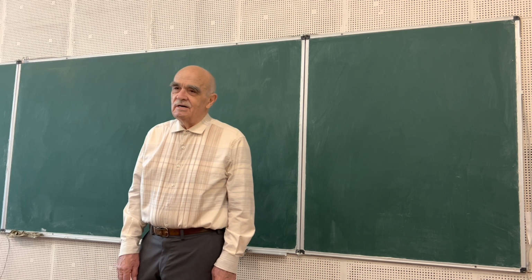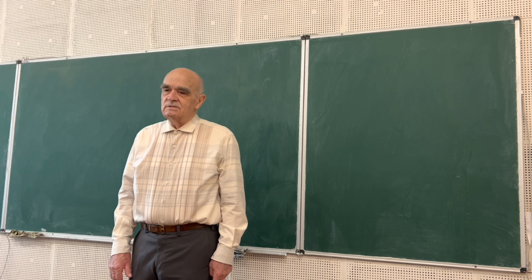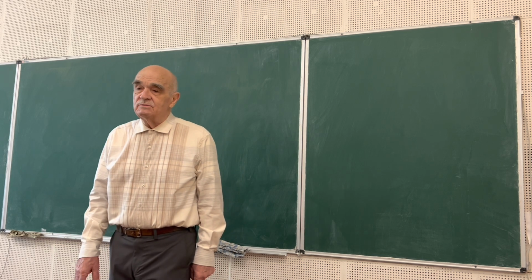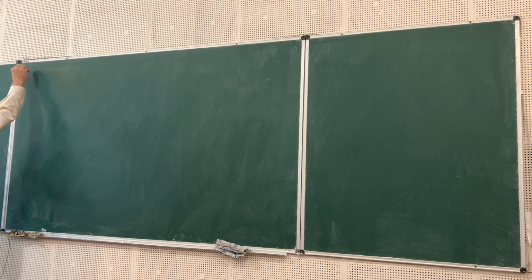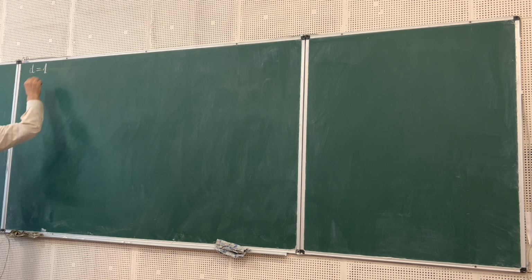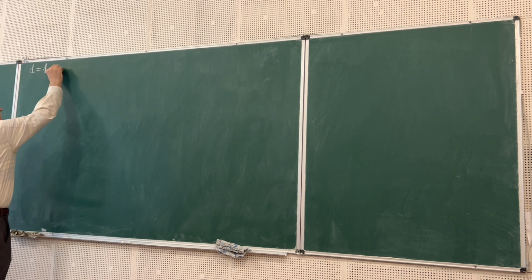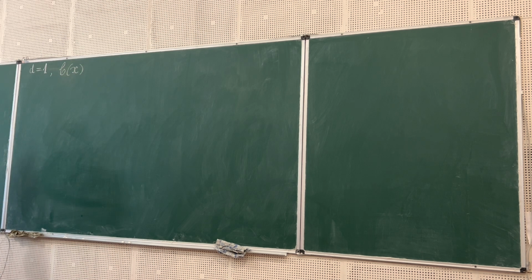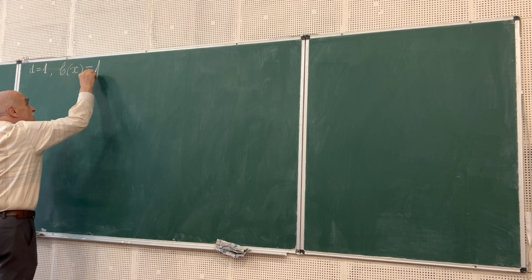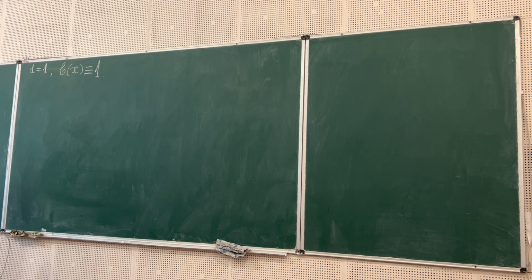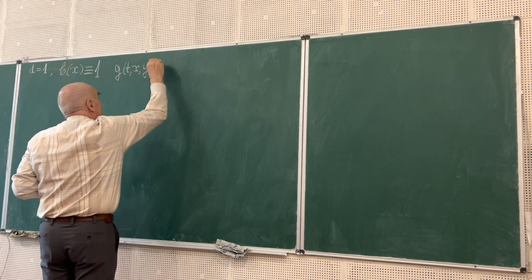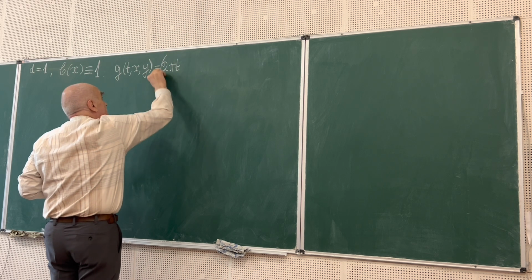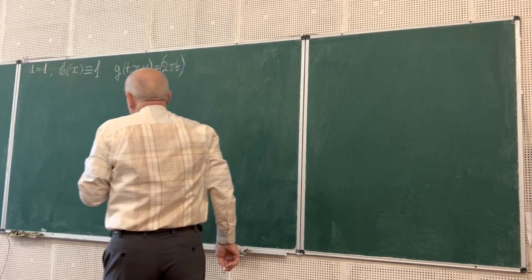Today we will continue our consideration of a process that is called skew Brownian motion. So we have a process in one-dimensional Euclidean space, and diffusion coefficient is supposed to be equal to 1, and denoted by g(t,x,y), the transition probability density of Brownian motion.